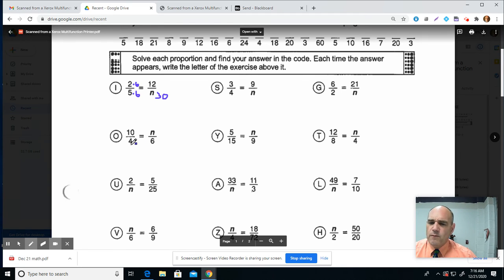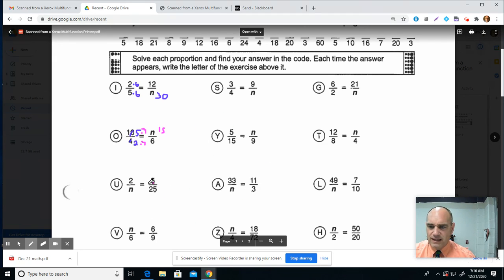Here, 4 times what gives me 6? I'm not sure of a nice number off the top of my head, but I do notice that I can reduce here. So I'm going to do that. 2 goes into both of these. 2 goes in there 5 times. 2 goes in there twice. Now this sets it up with a lot nicer number. I can now multiply 2 times 3 to get 6. So that means I need to multiply the top by 3. So that means this is going to be 15. So n equals 15.